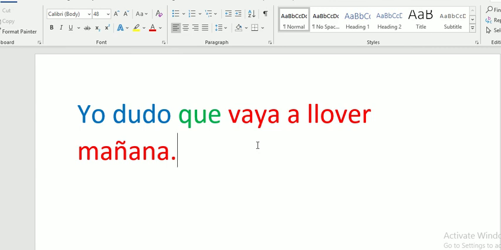That main clause, I doubt, right? And what am I doubting? I'm doubting that it's going to rain tomorrow, right? And with the subjunctive, again, we're literally expressing doubt. So that's one situation.